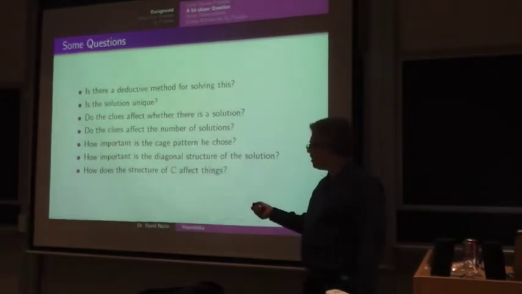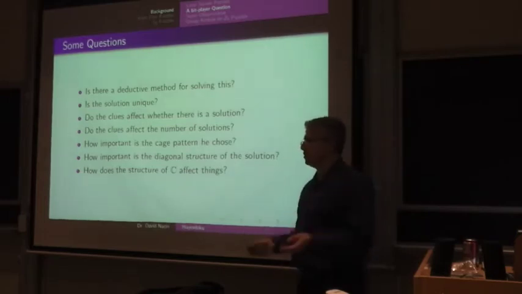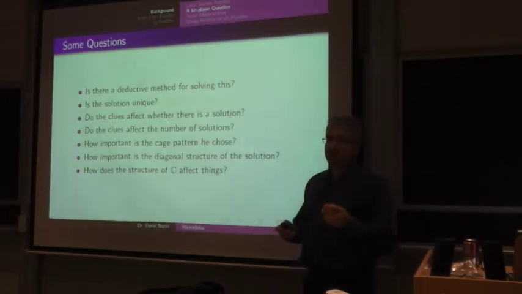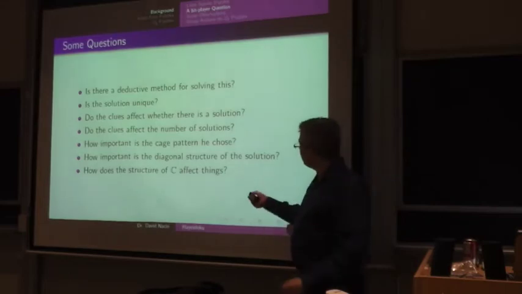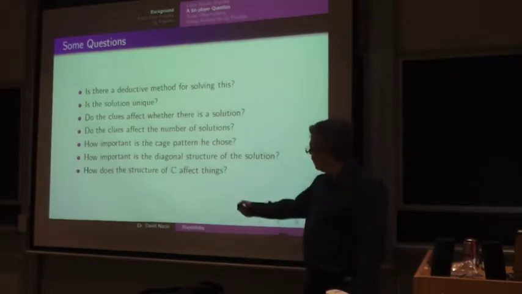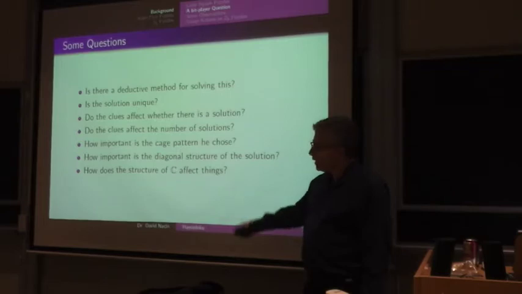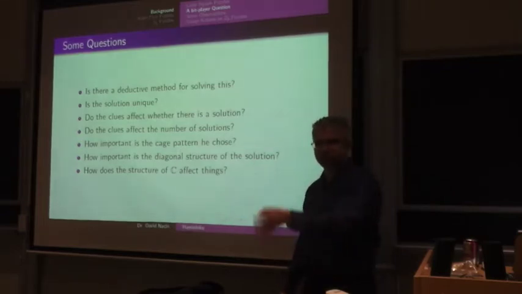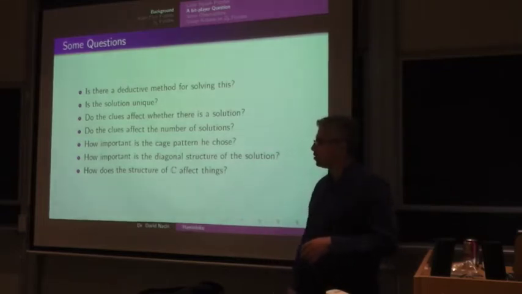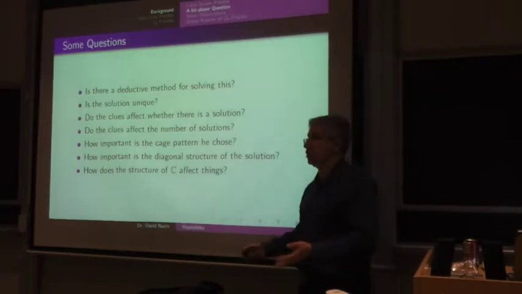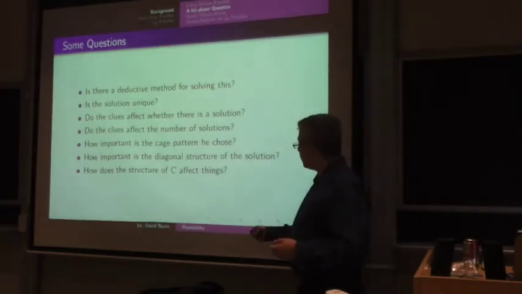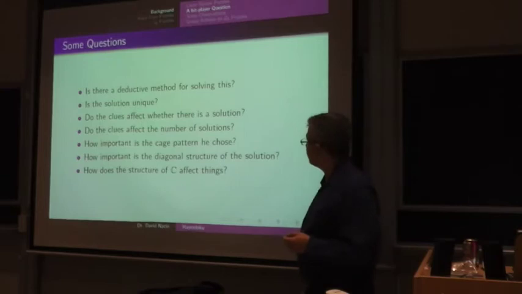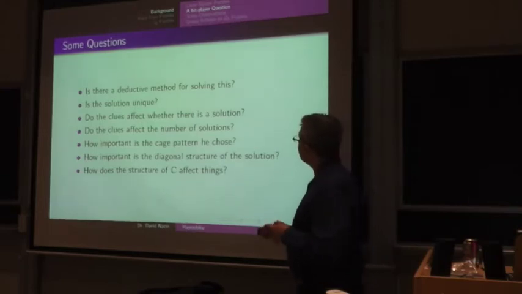And then that cage pattern looked kind of arbitrary there, right? Maybe if you chose a different cage pattern, there would be no solution, or there would be, well, not infinitely many, but multiple solutions. And you could see from the puzzle that we had a sort of nice Cayley table structure in that solution when I showed you. So maybe that diagonal structure had something to do with making that puzzle particularly nice. And then finally, where does the structure of the complex numbers come in? So I want to answer all of these questions.